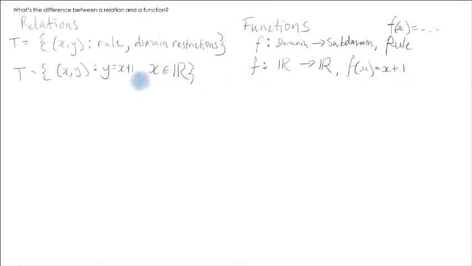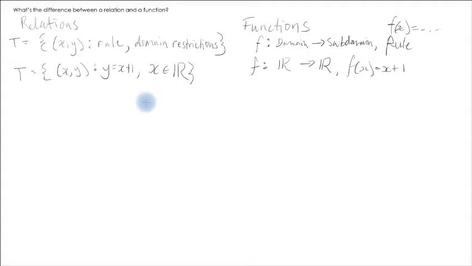Now you see that these are actually going to yield the exact same result. These are both the same. The only difference is that here we've used a y, and here we've used f of x, so function of x. So something goes in, and something comes out, and that's x plus 1 coming out there. So what is the difference between a relation and a function? Why don't we just use one or the other? Why do we bother with both?